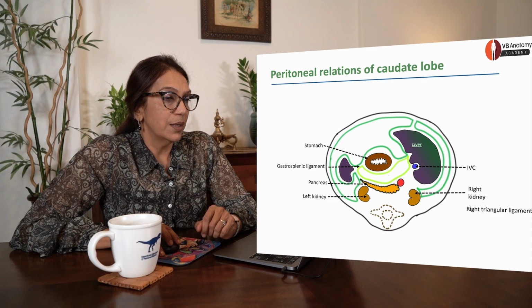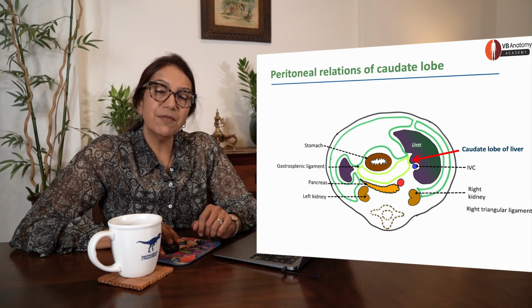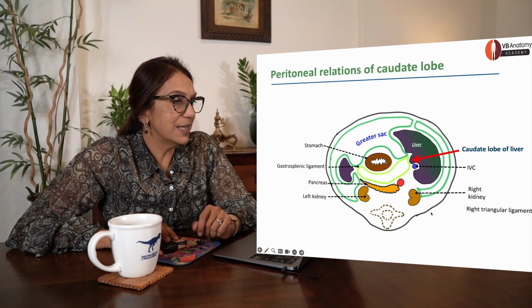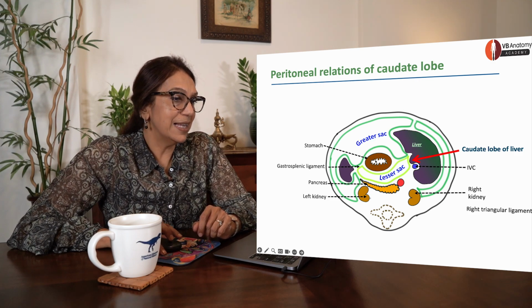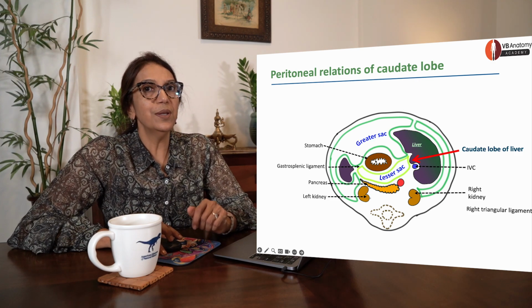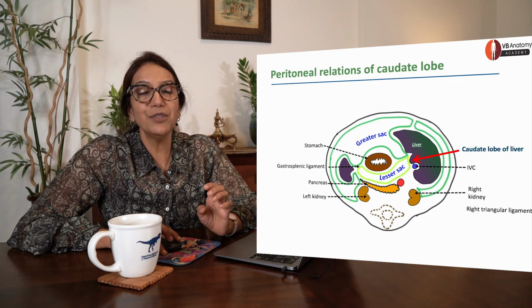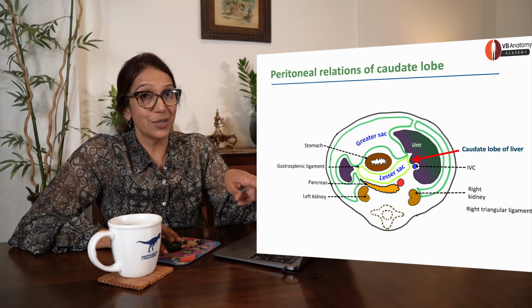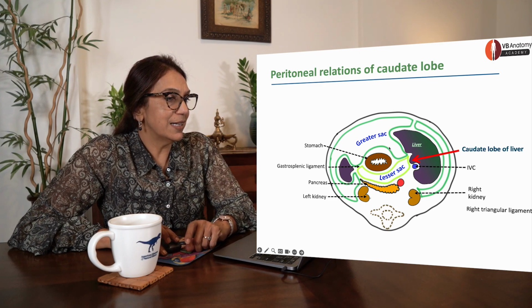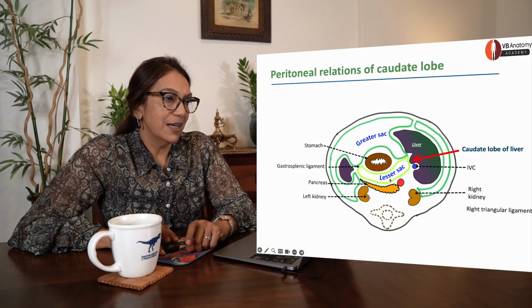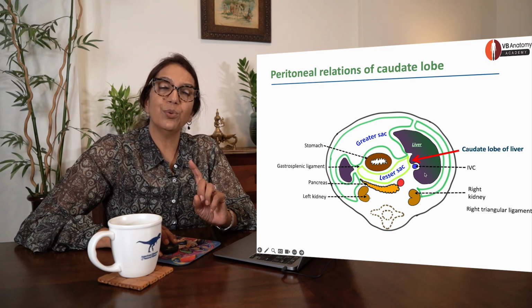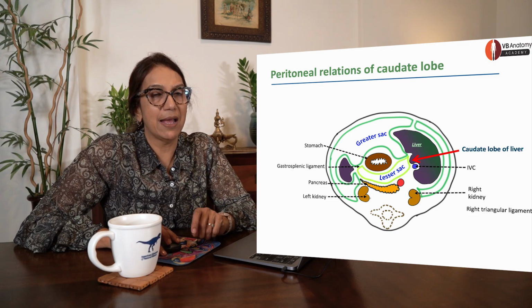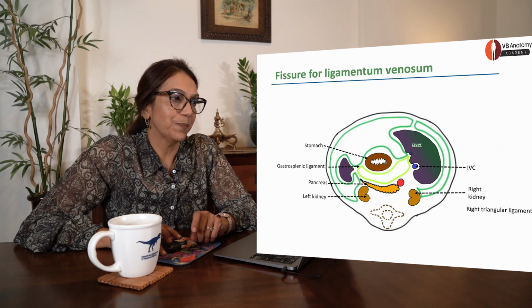Now, this is your caudate lobe. It has a very peculiar peritoneal relation. Here you can see this is the greater sac and this is the lesser sac. I know greater, lesser sac, peritoneum is a bit of a challenge for all of you, but best to understand through sections like this one. So this is the greater sac and this is the lesser sac. And you can see that the caudate lobe is the only part of liver which is related to peritoneum of lesser sac. That's its peculiarity.